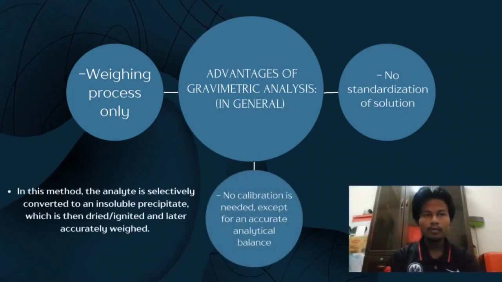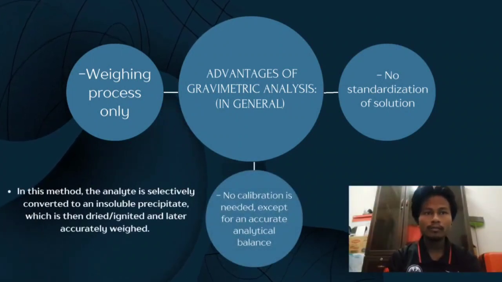After that, we go to the advantages of gravimetric analysis in general. First, it is a weighing process only. No calibration is needed except for an accurate analytical balance, and no standardization of solution. In this method, the analyte is selectively converted to an insoluble precipitate, which is then dried or ignited and later accurately weighed.